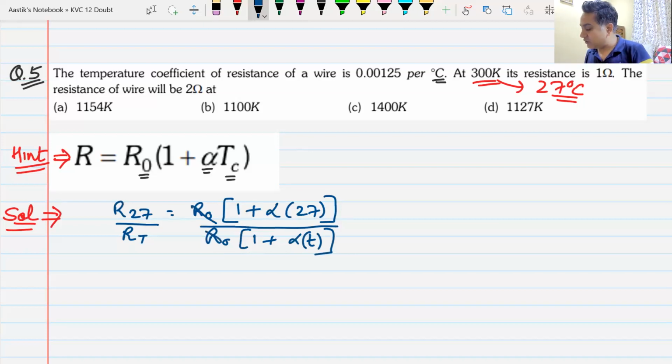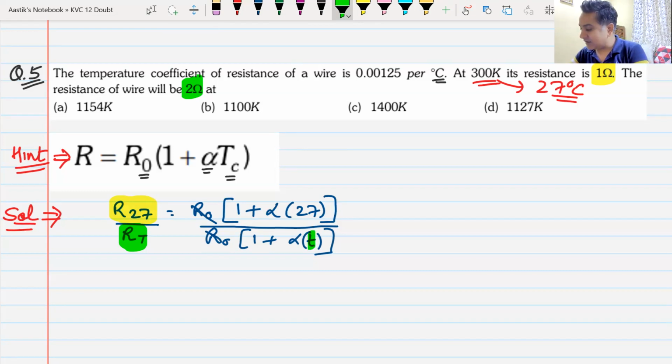You just put the value of things that are given. At 27 degrees Celsius, my dear friends, what is the resistance? It is 1. Yes or no? At T degrees Celsius, which we have to find out, the resistance is given as 2 ohms. And this T is what you have to find out.